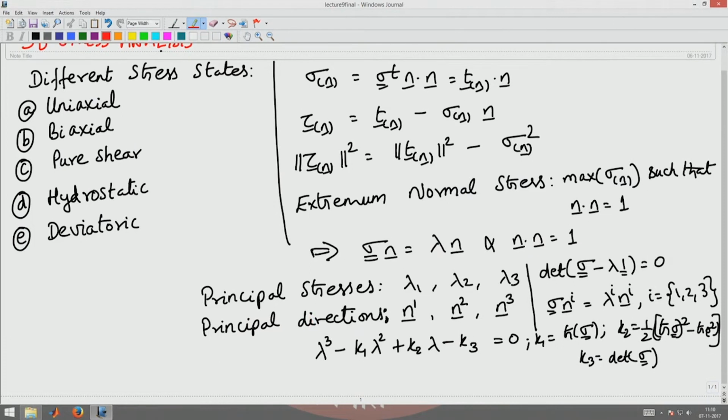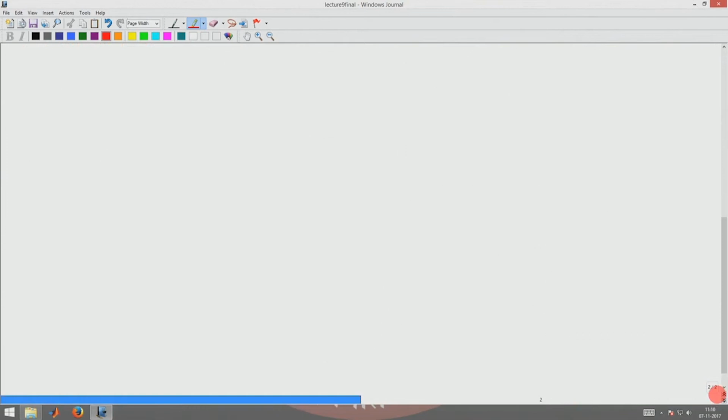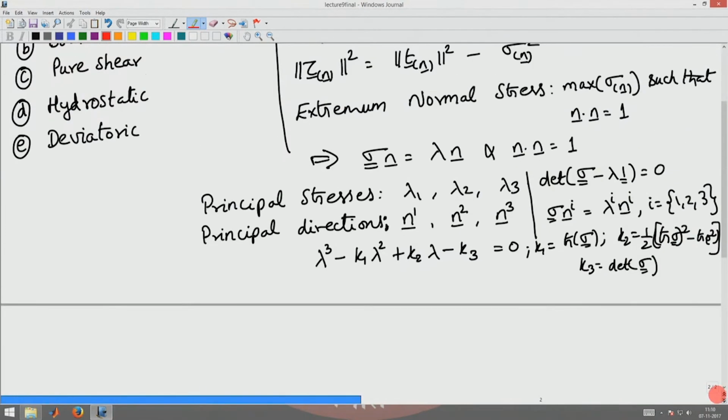Now we will go ahead and see a bit more of how to represent the stress in the principal directions, and then we will find what is the maximum shear stress that will occur and on what plane it occurs. Then we will define what is called the octahedral stress, the stresses on the octahedral plane, the normal and the shear stresses, and then we will look at the equilibrium equations which the stress field has to satisfy.